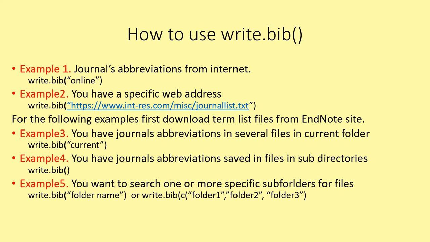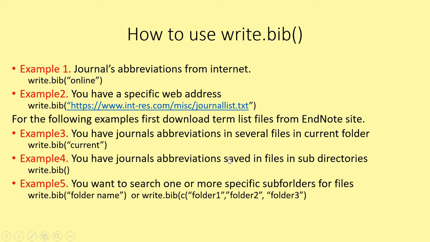Okay, now you want to search one or more specific subfolders for files. If you want to search one folder, then just type write.bib and inside brackets, give the folder name as a string, a single folder. Or if you want to search different folders, then you will have to type them inside the c function, that is in the form of a vector. So c, folder 1, folder 2, folder 3. So you are going to search in three different folders.